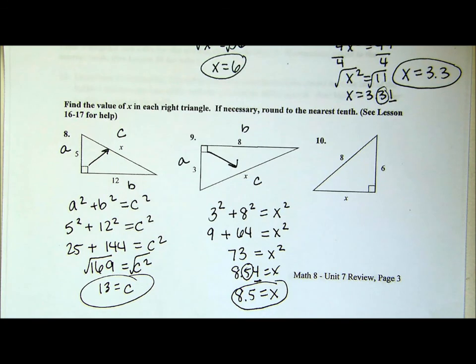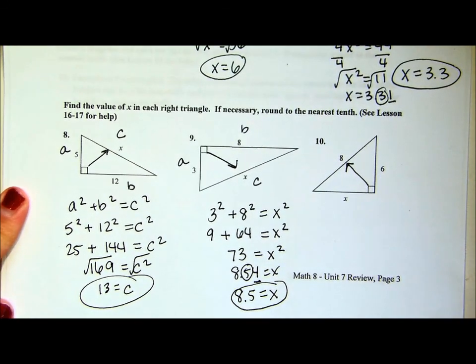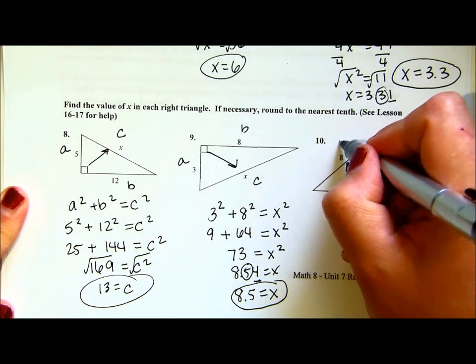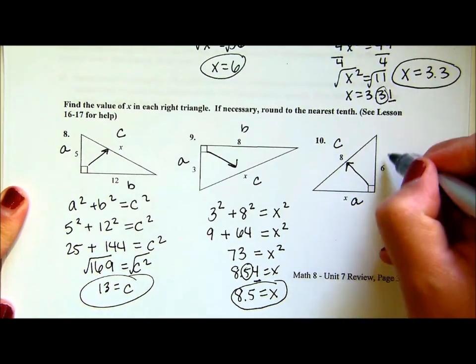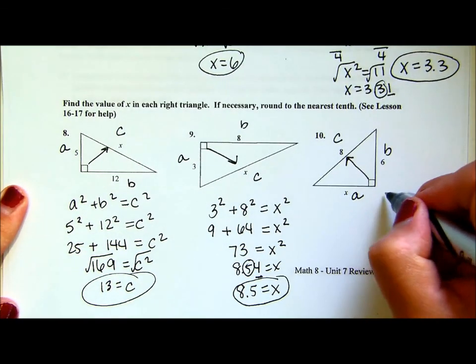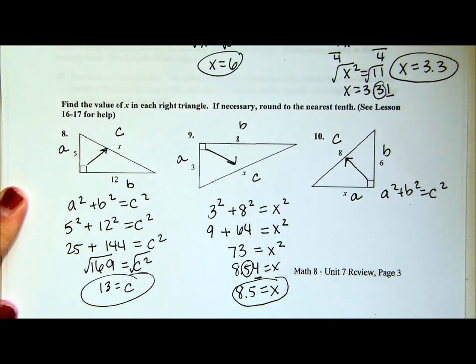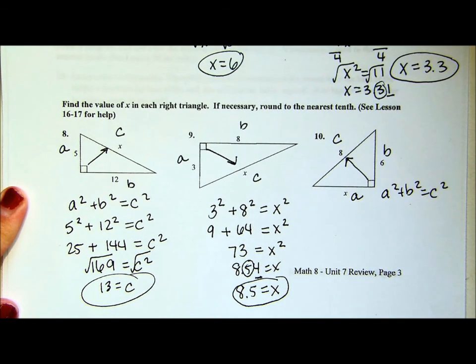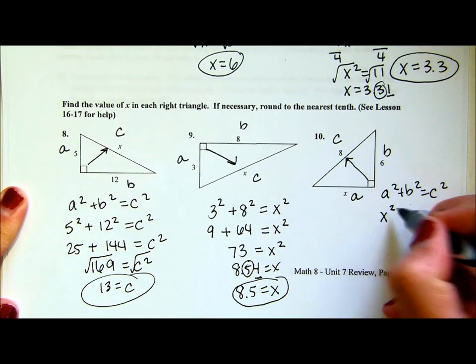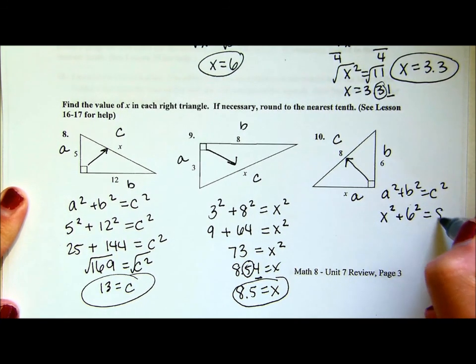Now on number 10, it's asking us to find not the hypotenuse, but a side length. So this is my C, and then I can have this be my A, and that be my B. Here we go. I'm still going to use a squared plus b squared equals c squared. We're still using the Pythagorean Theorem. But instead of plugging something in for A and B, I'm plugging something in for B and C. So I'm going to have x be my A, my 6 be my B, and the 8 is my C.